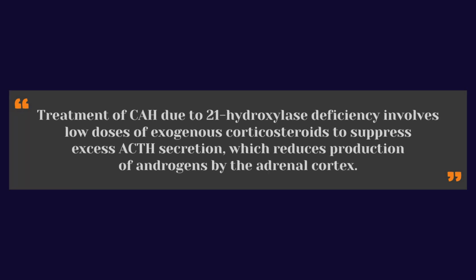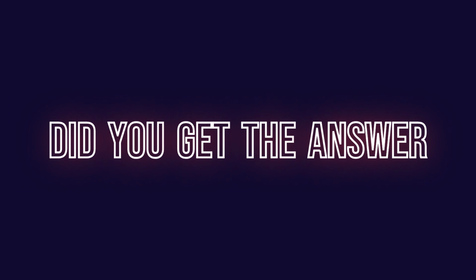Your take-home message from this question is that treatment of congenital adrenal hyperplasia due to 21-hydroxylase deficiency involves low doses of exogenous corticosteroids to suppress excess adrenocorticotropic hormone secretion, which reduces production of androgens by the adrenal cortex. Did you get the answer? Only click above to move on to the next question if you have the answer correct. If, however, your answer was wrong, you must watch this episode once more. Recall that comprehension is essential for advancement.